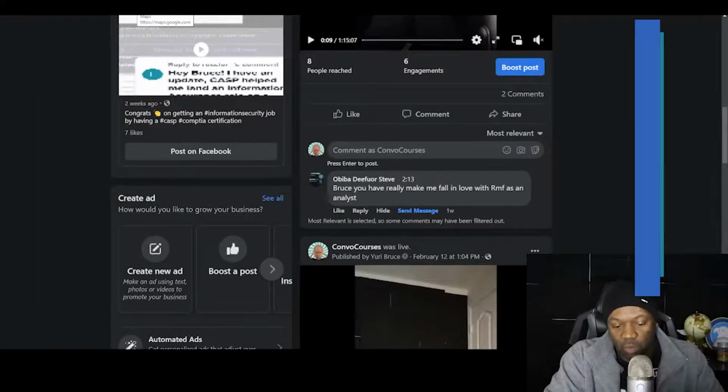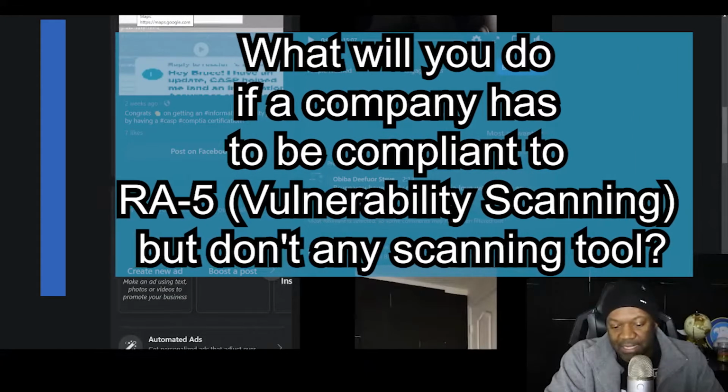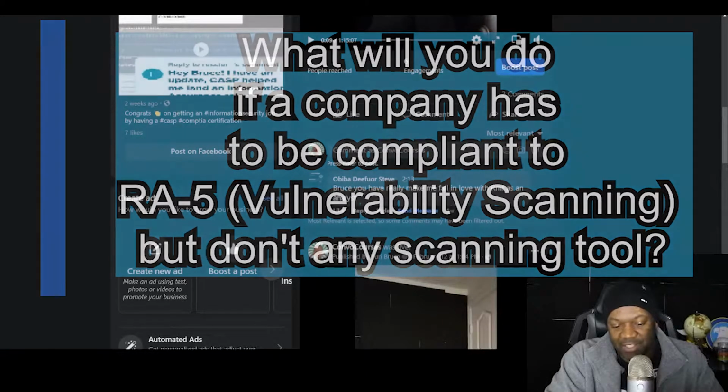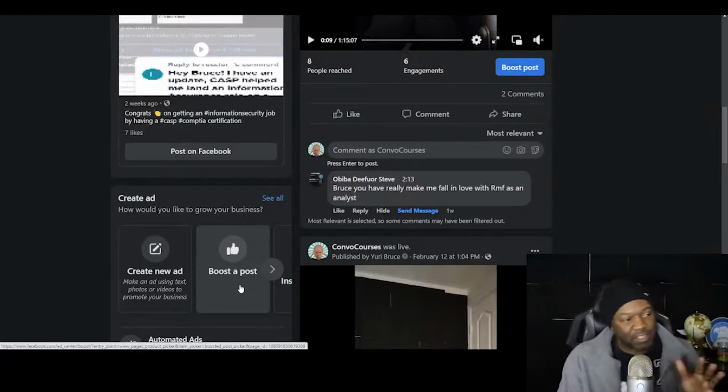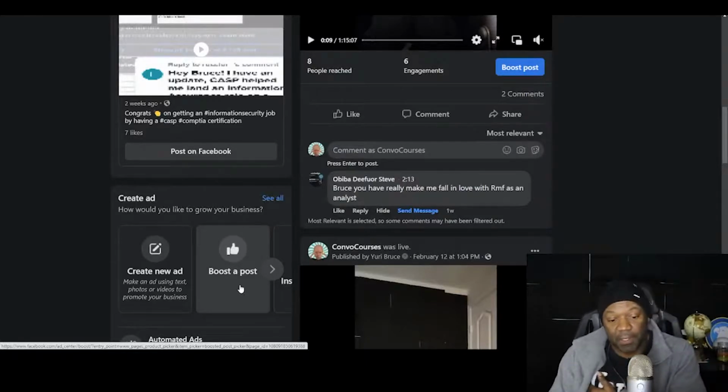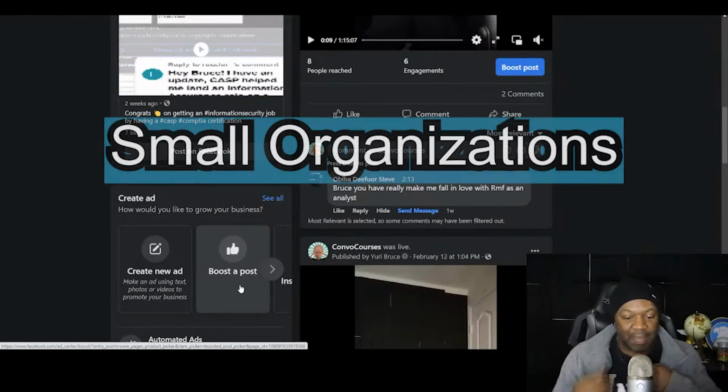King Kwame says, what will you do if a company has to be compliant to RA5 vulnerability scanning but doesn't have any scanning tools? It really depends on the situation. Let's take a small versus a large and medium size organization. Let's say you have a small organization.